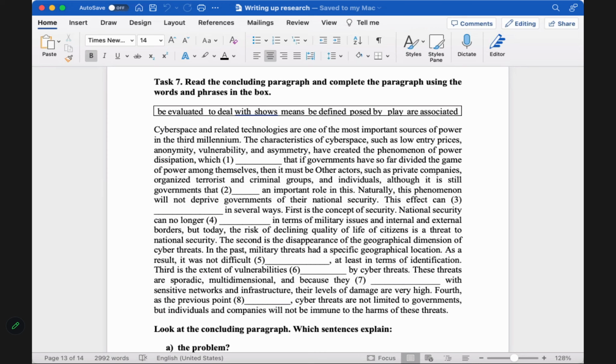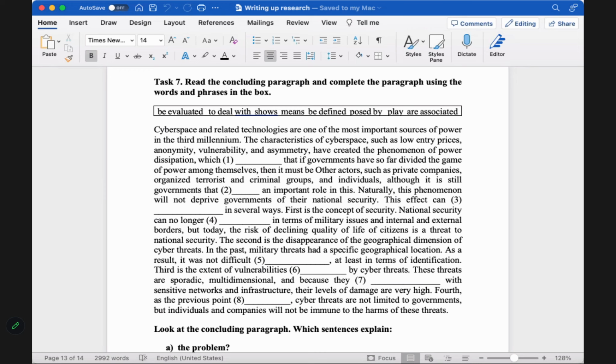The second is the disappearance of the geographical dimension of cyber threats. In the past, military threats had a specific geographical location. As a result, it was not difficult to evaluate them, at least in terms of identification. Third is the extent of vulnerabilities posed by cyber threats.